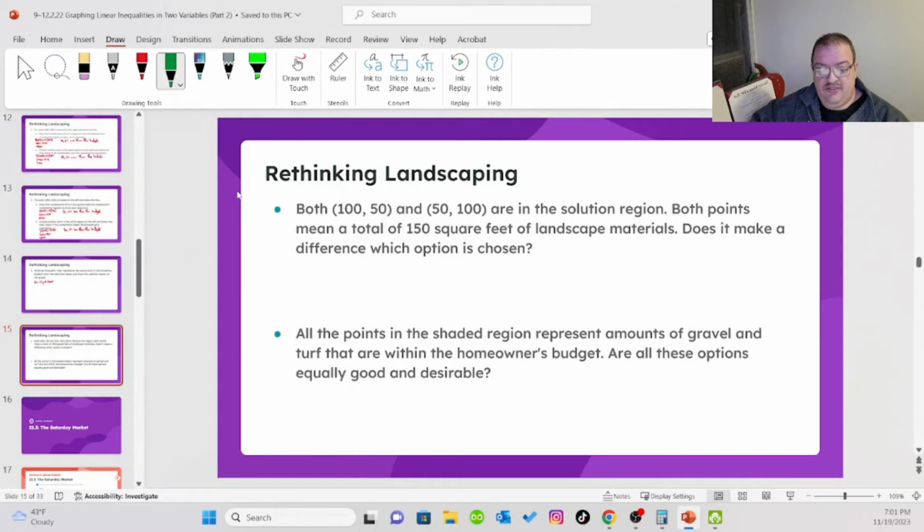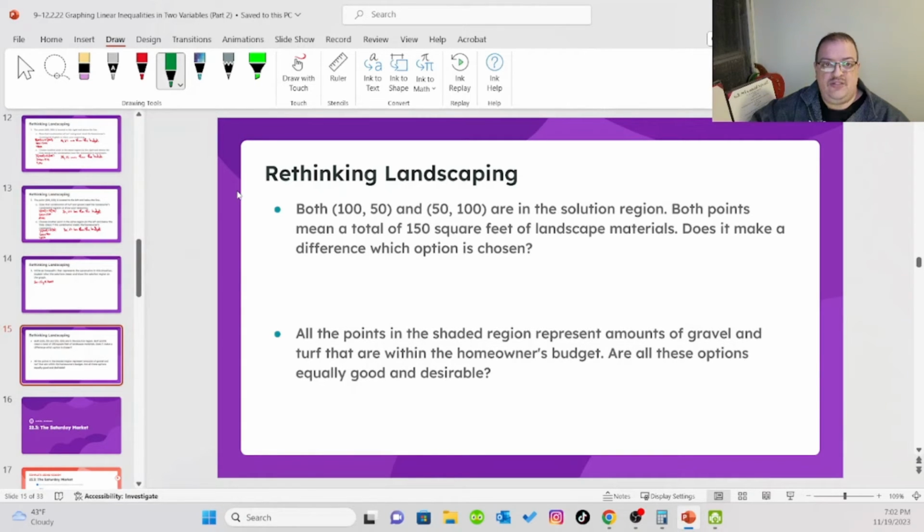Does it make a difference which option is chosen? Because they are both in the solution region, it does not make a difference which option is chosen. They will equal different amounts, but both amounts come in under budget, so you still have enough money to pay for either one. All the points in the shaded region represent amounts of gravel and turf that are within the homeowner's budget. Are all these options equally good and desirable?